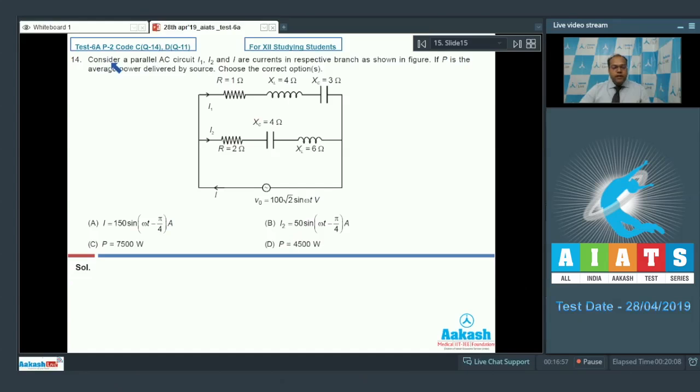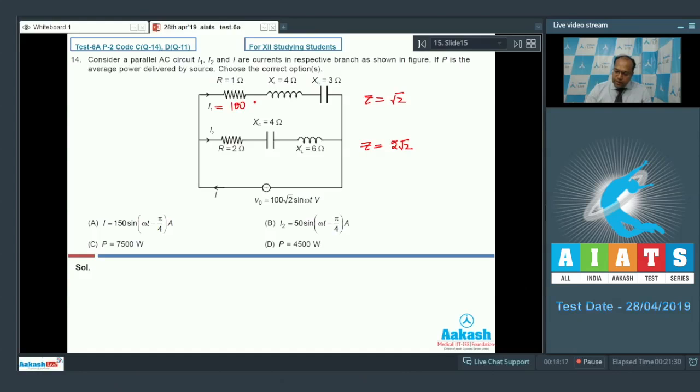In question number 14, consider a parallel AC circuit. I1, I2 and I are currents in the respective branches as shown in the figure. If P is the average power delivered by the source, choose the correct options. So we have to find the values of I, I2 and P. If I write the impedance of this LCR branch, it comes out to be root 2 ohm. And for the other LCR branch, Z comes out to be 2 root 2 ohm. So the current I1 can be written as 100 root 2 divided by root 2.